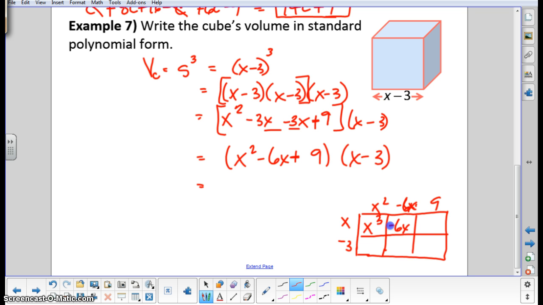minus 6x squared. That's a 9x. That's a negative 3x squared. That is a positive 18x. And this is a negative 18. I'm going to add along the diagonals. That looks like it's going through the wrong thing. Let me make that better.